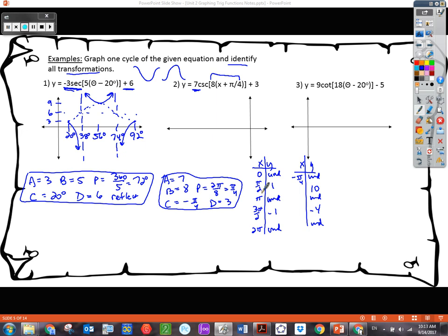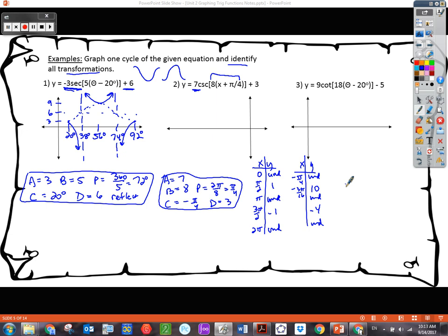I take my pi over 2, I divide by 8, which is multiplying by 1/8, right? I get pi over 16. Pi over 16 minus pi over 4. Yes, fun with fractions, right? Pi over 16 minus pi over 4. We would get a common denominator. Do that, fun. We get -3 pi over 16.